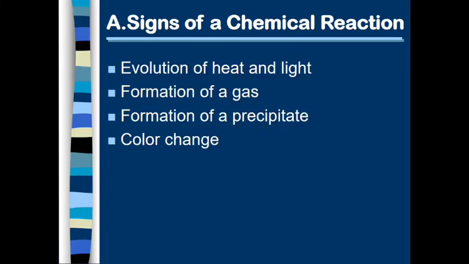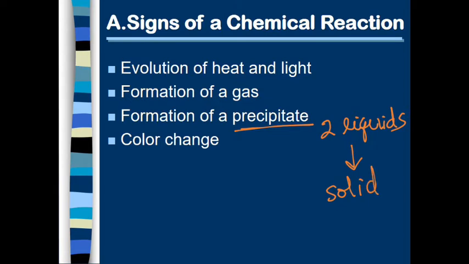So, signs of a chemical reaction. You have evolution of heat and light. If you form a gas, most of the time if there's a color change, and back up on the third one, formation of a precipitate. A precipitate is formed when two liquids are put together and a solid is produced. So two liquids put together, a solid is produced, and that solid is called a precipitate.